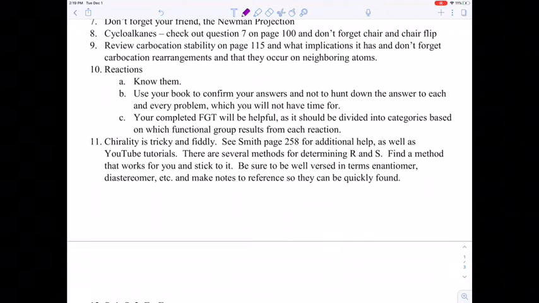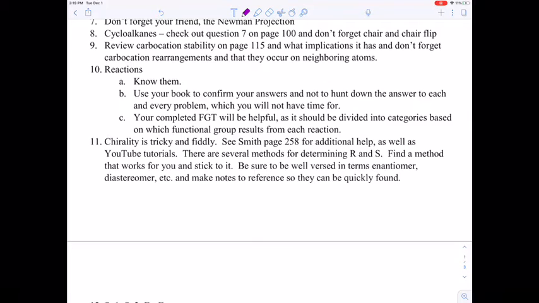It's much better on an open book test to use your book to confirm your answer is correct rather than to spend time hunting for reactions because you have no idea which one it is. So know your reactions, use your book to confirm your answers rather than to start from scratch.